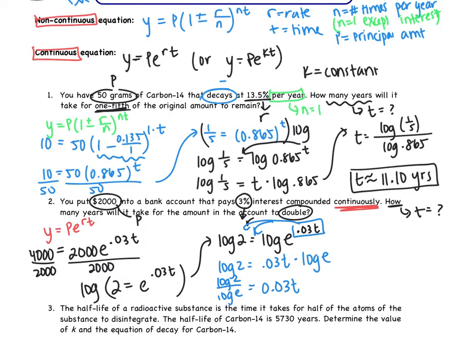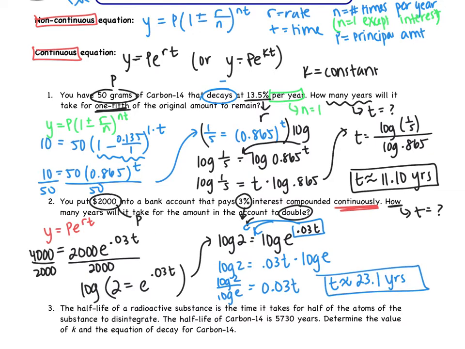Okay, so in your calculator, that's what you're going to plug in. You're going to plug in log of 2 divided by log of E. Remember, though, that's only 0.03 T, so we still have to divide by 0.03. I'm going to tell you, you get about 23.1 years.